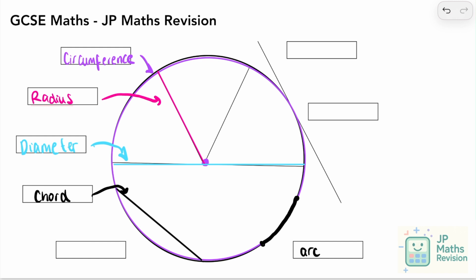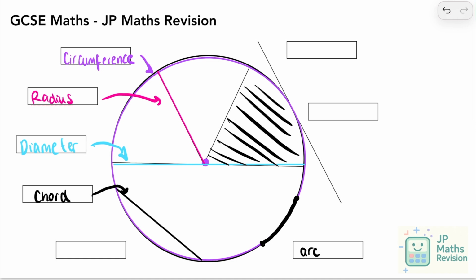We also have something called a sector. So a sector is a slice of the circle. So for example, if you imagine the circle being like a pizza, a sector is like a pizza slice. So we could say that this thing here is a sector. So I'm going to call this a sector.